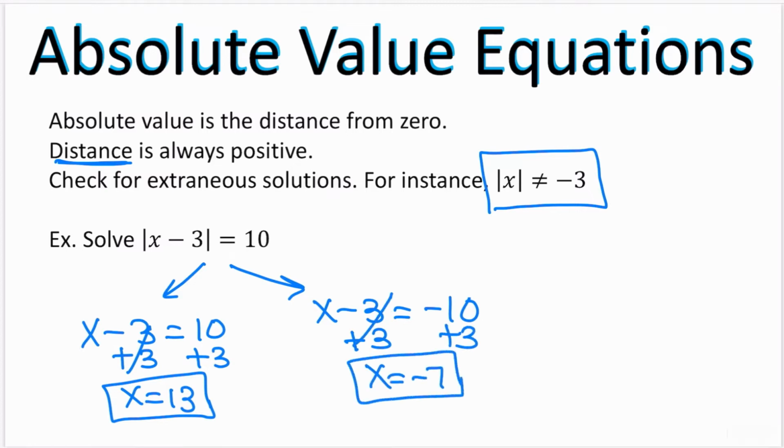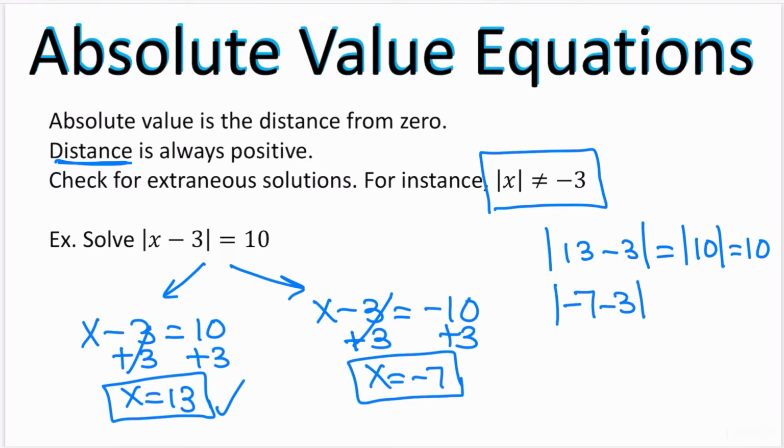And what we want to do now is substitute back into the equation to check to see if it works. So if I plug in 13 minus 3, means the absolute value of 10, which is 10. So yes, it works. And if I try -7, I get the absolute value of -7 minus 3, which is the absolute value of -10, and the absolute value of -10 is positive 10. So yes, they both work.